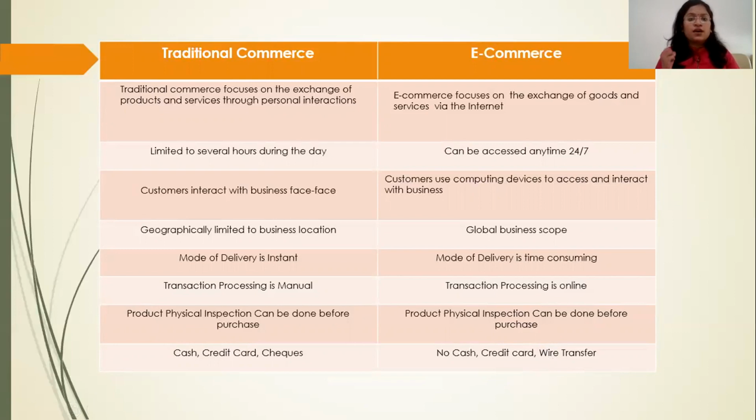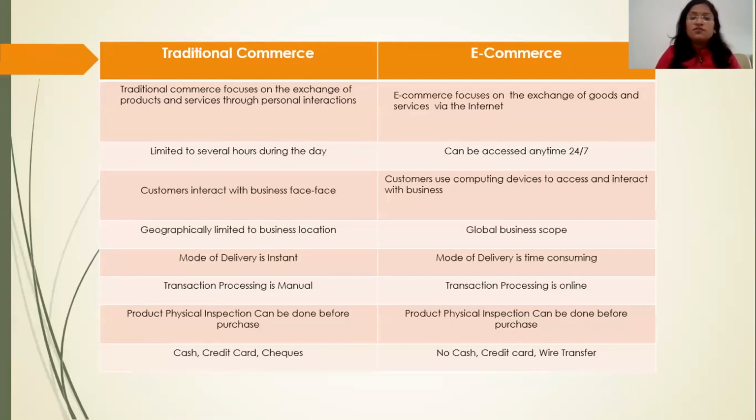If you would like to have a glance at the main points, you can check over here. In traditional commerce, there is exchange of goods and services by personal interaction, whereas in e-commerce we use internet services. In traditional commerce, there is a limited duration. In e-commerce, it is 24/7 accessible. In traditional commerce, it is face-to-face interaction, whereas it is not possible in e-commerce. Traditional commerce is limited to the business location, whereas e-commerce is global. It is not limited. The mode of delivery is instant in traditional commerce. Here in e-commerce, it will take certain time.